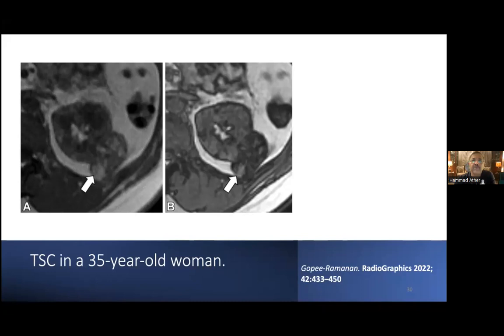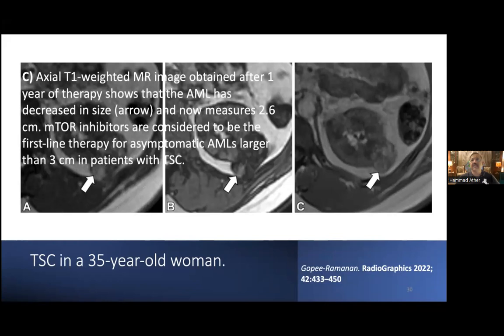Because the lesion was more than 4 centimeters, she was advised everolimus. And after 1 year of being on everolimus, you can see that the lesion size has decreased, but also it is less intense on contrast enhanced MRI. So everolimus has really become the first line treatment.